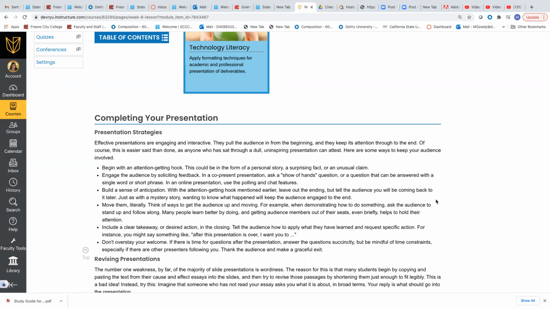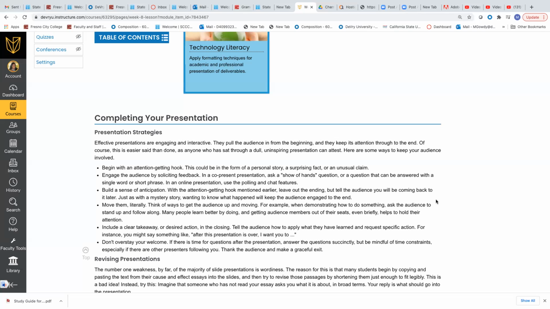Build a sense of anticipation. With the attention-getting hook mentioned earlier, leave out the ending, but tell the audience you will be coming back to it later. Just as with a mysterious story, wanting to know what happened will keep the audience engaged to the end.